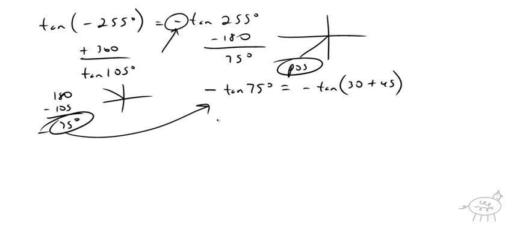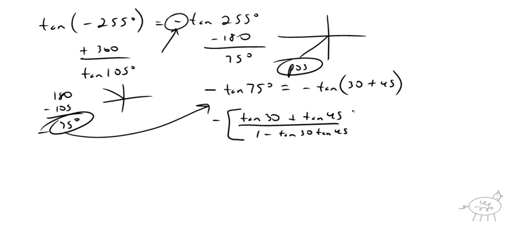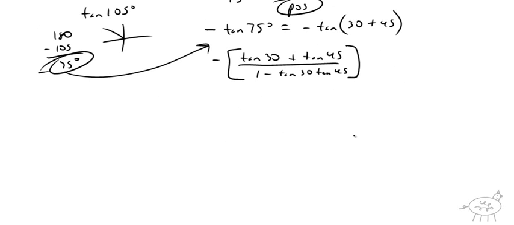So we're going to do, and don't forget, let's keep that negative on the outside, right? But it's going to be tangent of 30 plus tangent of 45 over 1 minus tangent of 30 times tangent of 45. Okay, so let's keep moving down here a little bit. And so we have negative tangent of 30, which is root 3 over 3, plus 1 over 1 minus root 3 over 3.